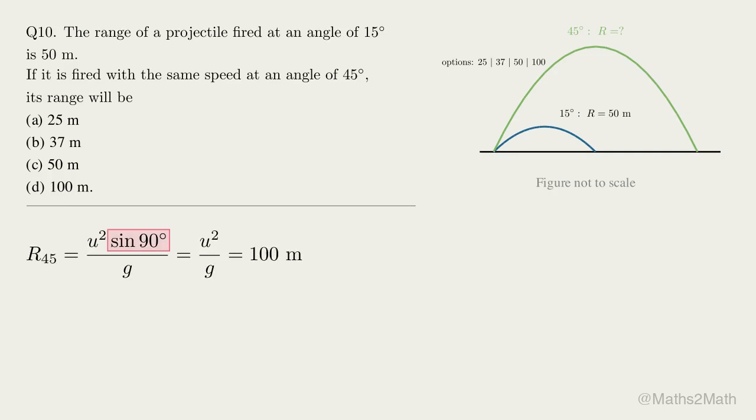At 45 degrees, sine 90 is 1, the largest possible. The range becomes u squared over g, the full 100 meters. Hence, the range doubles to 100 meters. Option D.